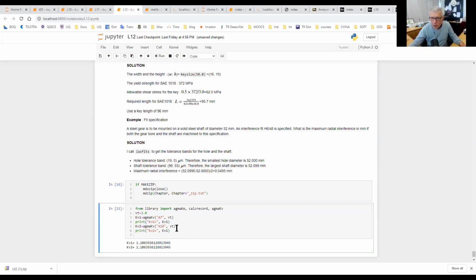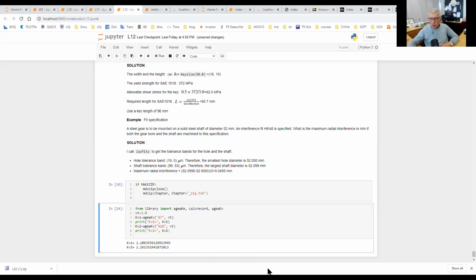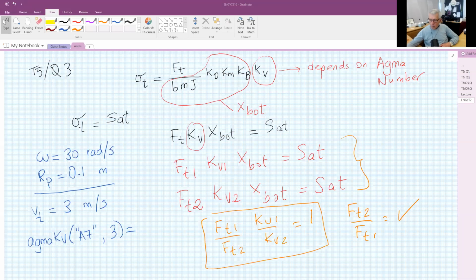Because VT, what happened here? KV, that should be KV2, of course. Yep, okay. So that calculates KV1, KV2. So you go back to my writing pad, so you can calculate the F ratios.